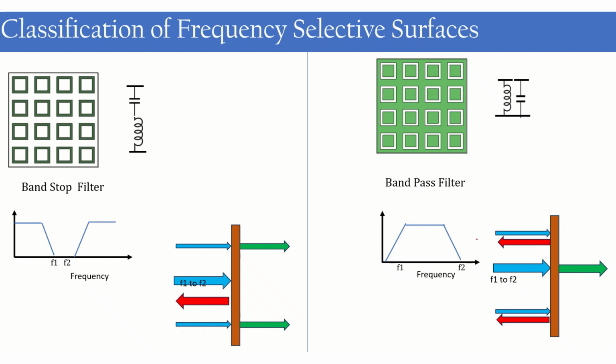We have seen that the frequency selective surfaces can act as band stop filters and band pass filters. So in this video, we are going to see how the band stop filter response and the band pass filter response will look like. In case of a band stop filter, if we provide a range of frequencies, it will reflect some part of the frequency back and allow the other part to go through. So let's see how it will look in CST simulation.